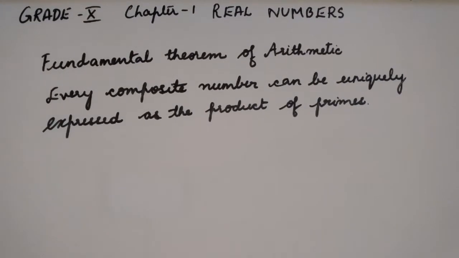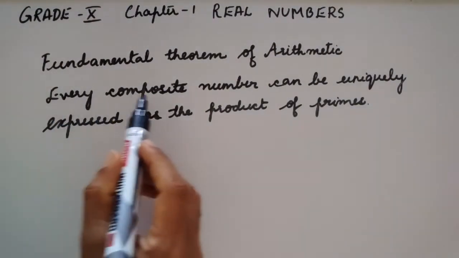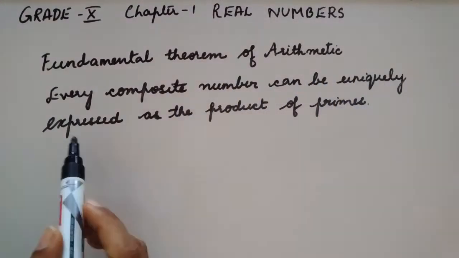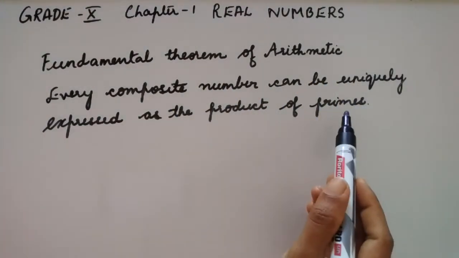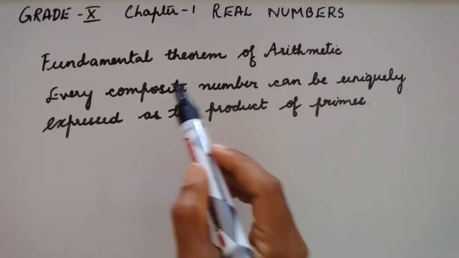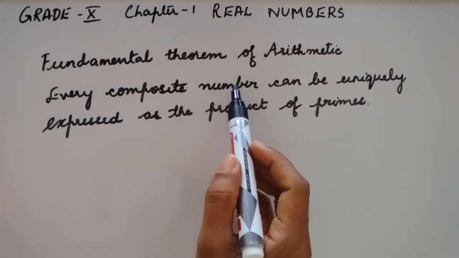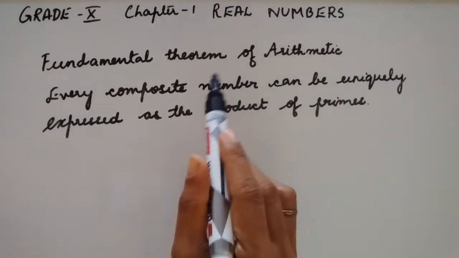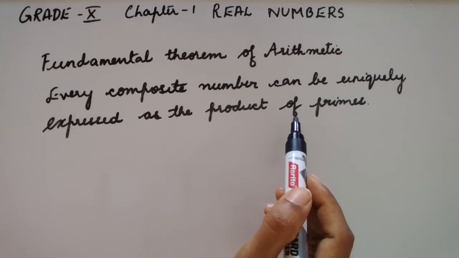Grade 10, Chapter 1, Real Numbers. In this video session, let us understand the important property of positive integers, that is, the fundamental theorem of arithmetic. The fundamental theorem of arithmetic states that every composite number can be uniquely expressed as the product of primes. We all know what a prime number is and what a composite number is. Now let us understand the statement through an example.